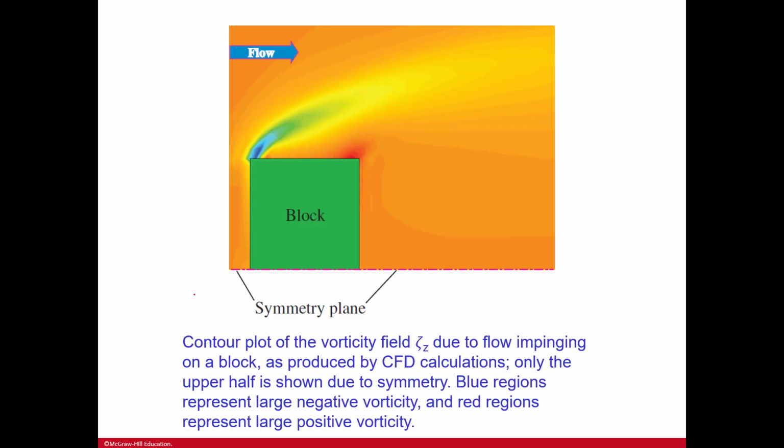Okay, here's a contour plot of the vorticity field due to the flow impinging on a block, as produced by CFD calculations. Only the upper half is shown due to symmetry. This is a symmetry plane, which means everything here is going to be equal but opposite. The blue regions represent large negative vorticity, and the red regions represent large positive vorticity.